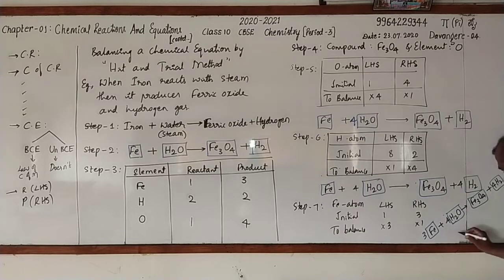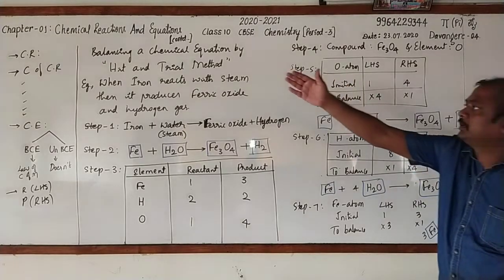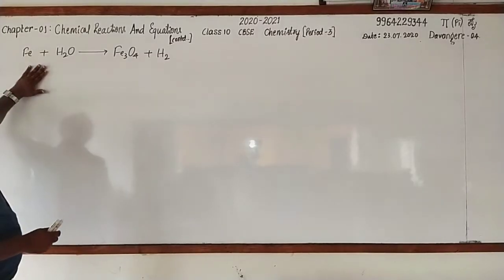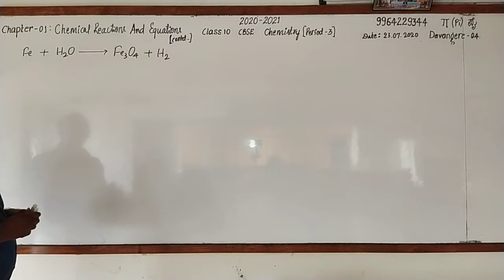I am rewriting this. 3Fe plus 4H2O gives rise to Fe3O4 plus 4H2. This is the balanced chemical equation. Please copy it from there to here. Copy. This is the equation. We have just balanced it, right?